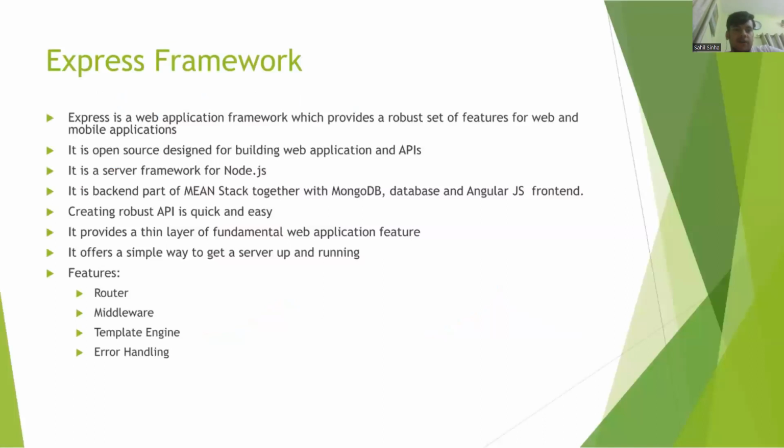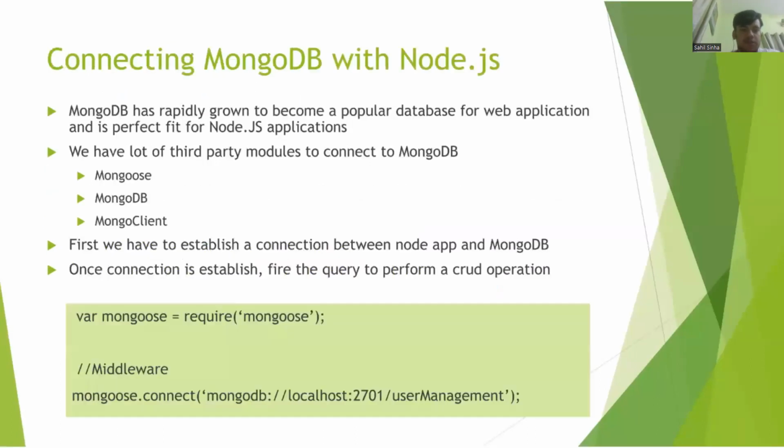Now the Express Framework. Express is basically a framework of Node.js. It is open source, designed for building web applications and APIs. It is the backend part of the MEAN stack, together with the MongoDB database and AngularJS. It features a router, middleware, template engine, and error handling. We will show this in the demonstration.